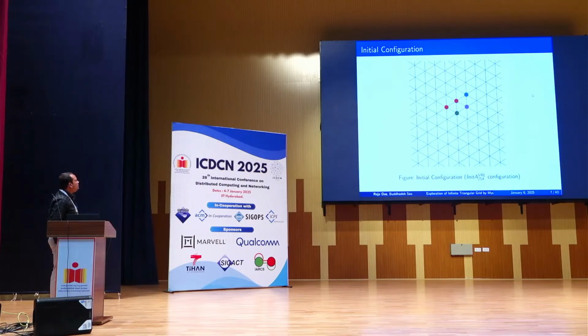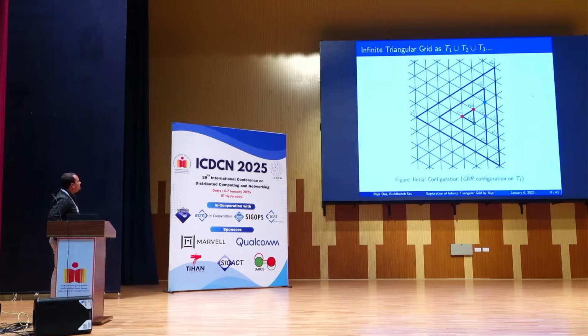Initially, these five robots are needed: 2 red robots, 1 green robot, 1 violet robot, and another blue robot. The 2 red robots must be on adjacent nodes, and the green robot at 1 hop distance from each red robot. The violet robot is at 1 hop distance from a red robot and the green robot, and the blue robot at 1 hop distance from the red robot and the violet robot.